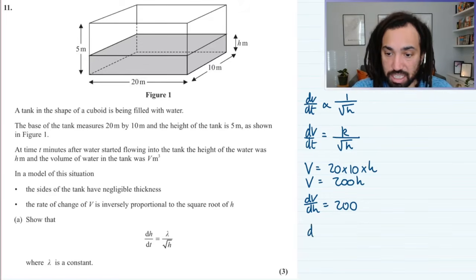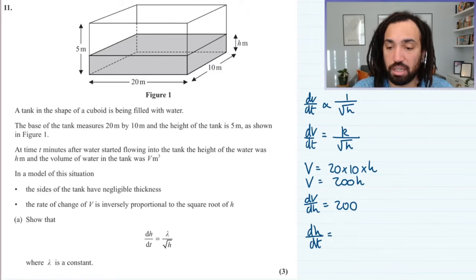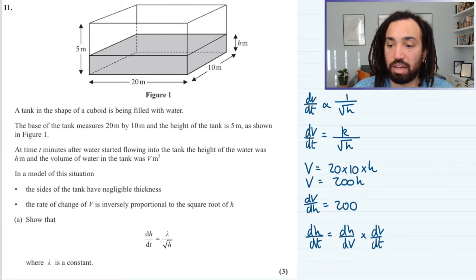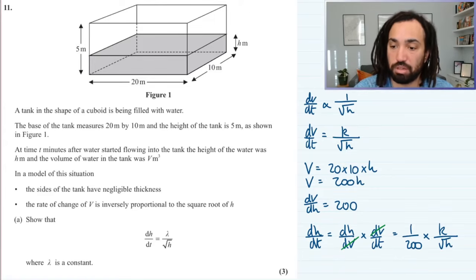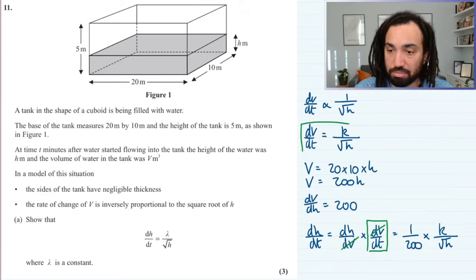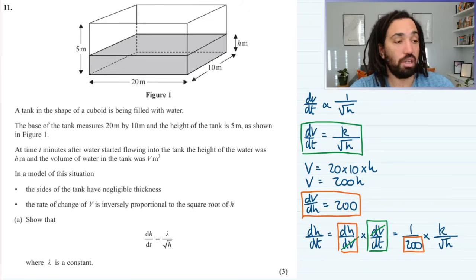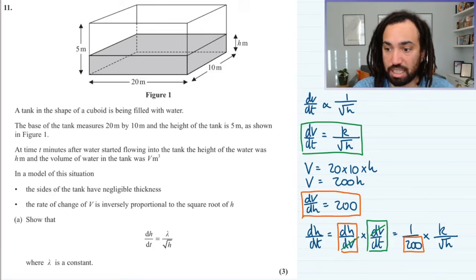So now, if I need to find dh by dt, which is what I've been asked to find, then I have dh over dv by taking the reciprocal of the equation we've just found, and then I can multiply that by dv by dt, which I have found at the top, and that will therefore cancel out the dv's and give us exactly what we want. So I'll need to do 1 over 200 multiplied by k over root h. So with this dv by dt being what we found here, and with this dh by dv being the reciprocal of this. Okay, so that's good because that is essentially what we're looking for.